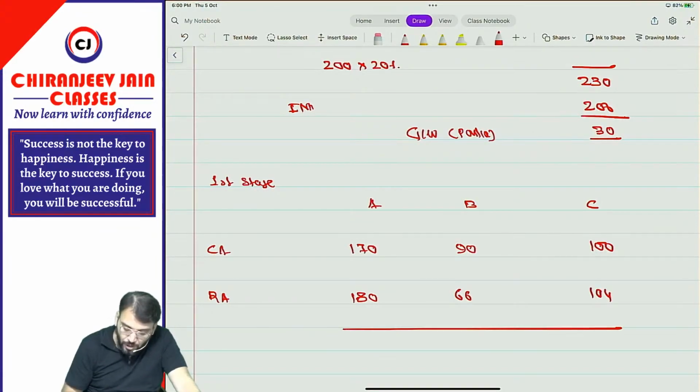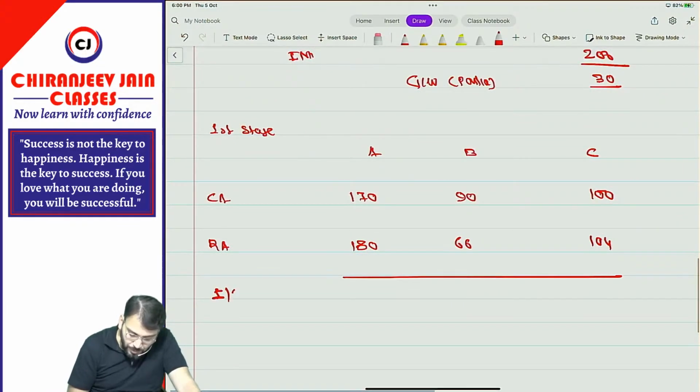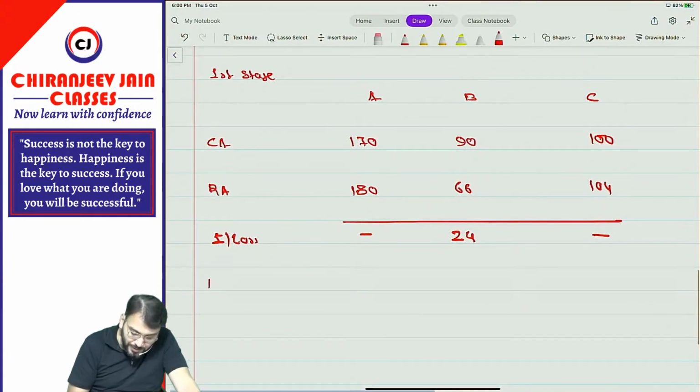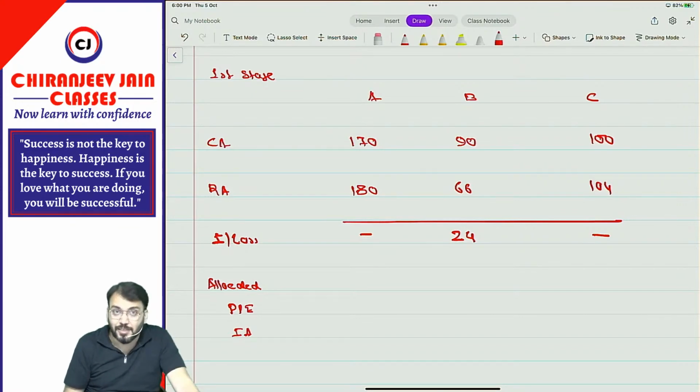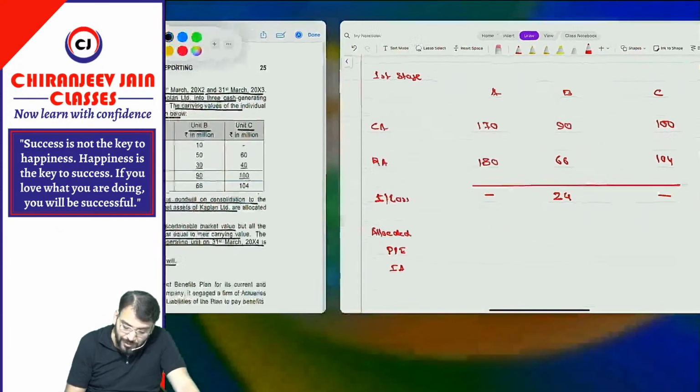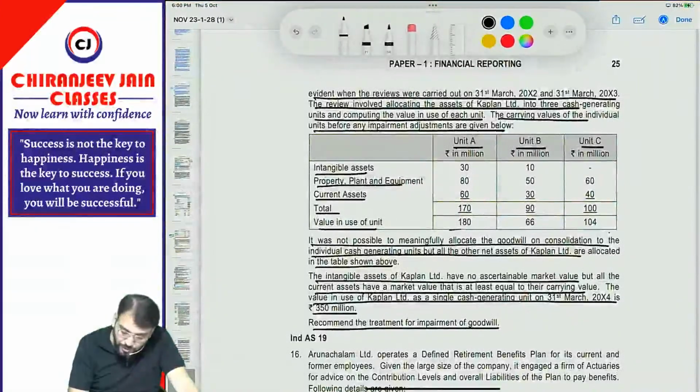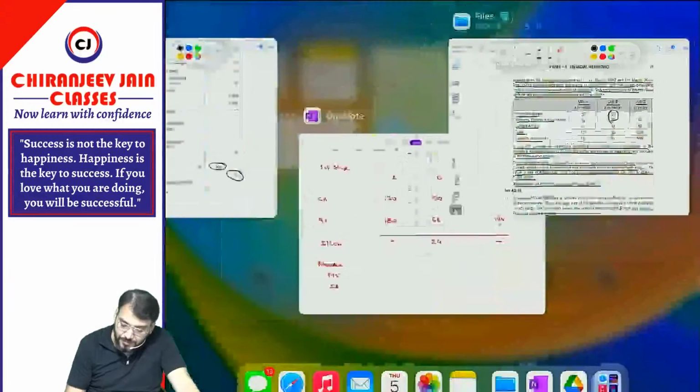So what is the impairment loss? In this case it is nil, it is 24, and it is nil. This 24 will be allocated first to goodwill, but there is no goodwill. It will be allocated to PPE and intangible assets. It will not be allocated to current assets, because current assets are outside the scope of Ind AS 36. Got it? Yes, sir. So it will be allocated in the ratio of carrying amount. In which ratio? 50 is to 10. In this ratio, it will be allocated. Correct? Yes, sir.